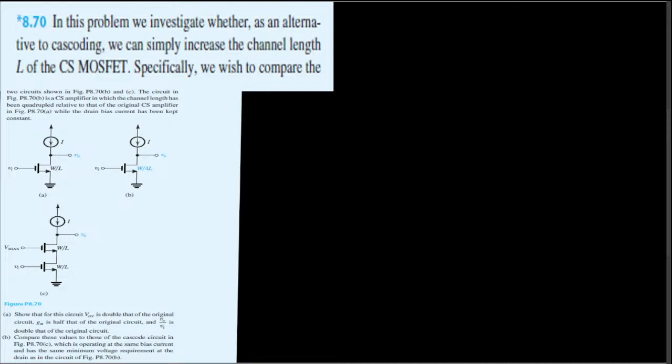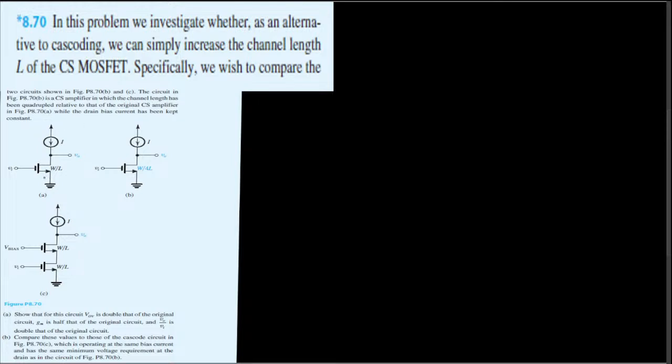This question is asking us to investigate whether, as an alternative to cascoding, we can simplify by increasing the channel length L of the CS MOSFET. Specifically, we wish to compare the two circuits shown in figure P8.70B and C. The circuit in figure P8.70B is a CS amplifier in which the channel length has been quadrupled relative to that of the original CS amplifier in figure P8.70A, while the drain current bias has been kept constant.